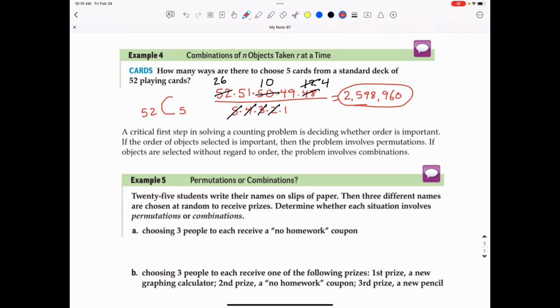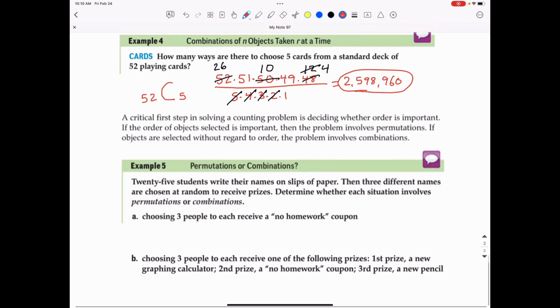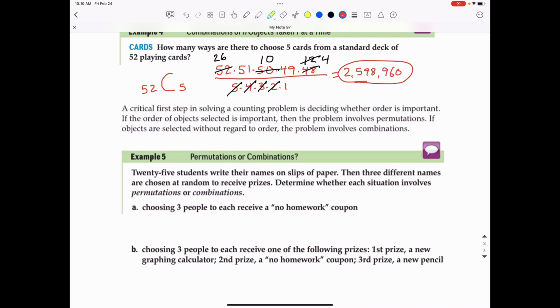So again, you would do a combination if the order is not important. A lot of times the challenge becomes determining whether the order is important or not. If the order of the objects selected is important, then it is a permutation, which means there won't be any division. If the objects are selected without regard to order, in other words, the order does not matter, then this is a combination.